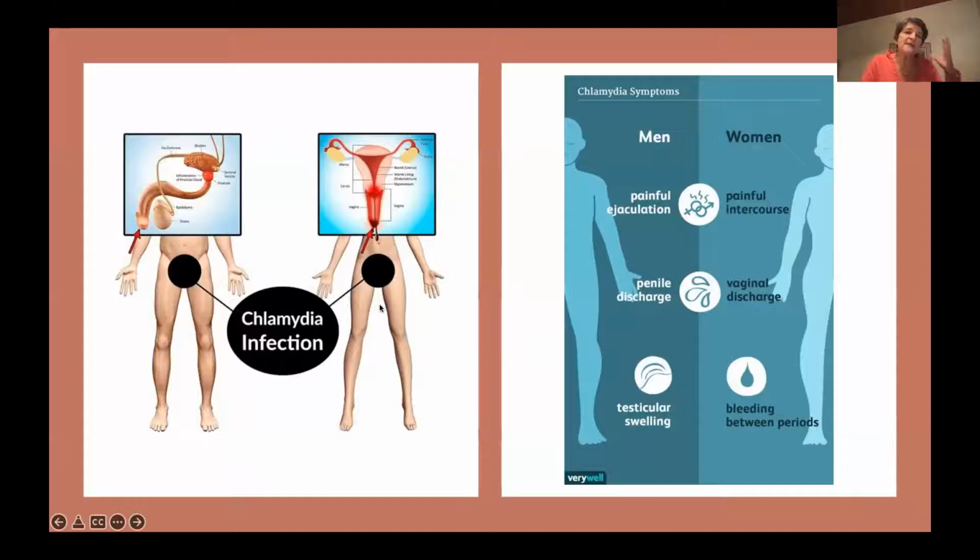Here in the United States and in Europe and other areas of the world, chlamydia is one of the most common causes of genital tract infection in men and women. In men, it infects the urethra, and it can cause painful urination, penile discharge, painful ejaculation, and even up to the testicles, it can cause testicular swelling. In women, it loves to live in the cervix, but then it also can ascend, as we talked about, to the upper genital tract. These infections can lead to painful intercourse, vaginal discharge, bleeding between periods, and lower pelvic pain.